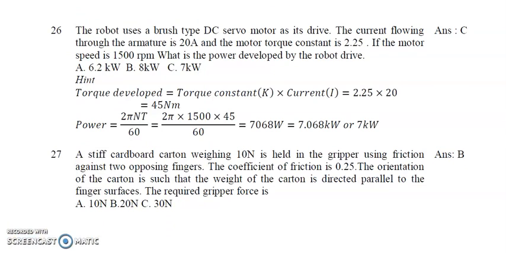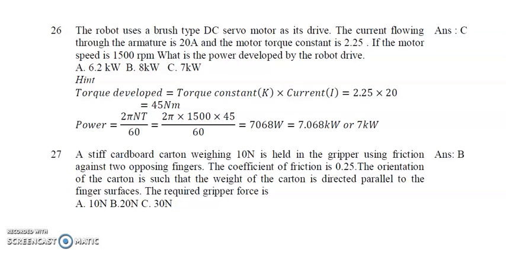Question. The robot uses a brush type DC servo motor as its drive. The current flowing through the armature is 20 amps and the motor torque constant is 2.25. The motor speed is 1500 RPM. What is the power developed by the robot drive? A, 6.2 kW; B, 8 kW; C, 7 kW.